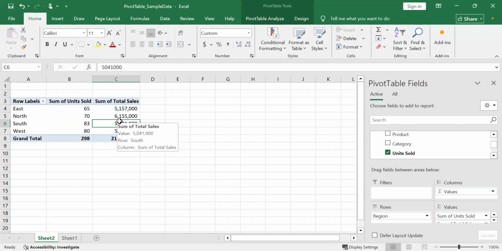What exactly does that tell you on a high level? What does that tell you? Can anyone tell me? Just tell me what is happening with the South in comparison to what is happening in the East.